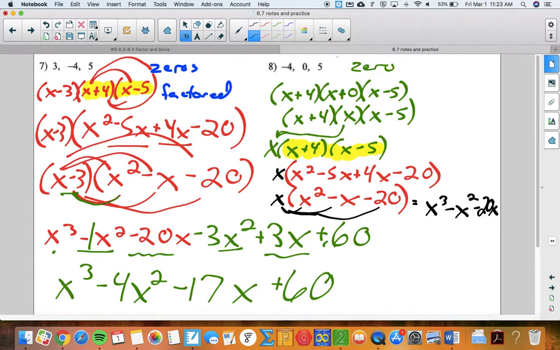Boom. Huh? Not so bad. This is hopefully kind of making a full picture here. We're just doing the process that we've been doing, finding the zeros, but going backwards. They gave us the zeros, so we find the polynomial. Our answer is the polynomial.